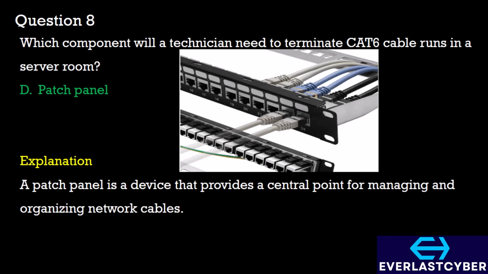The patch panel provides a central point for managing and organizing network cables, and it allows the technicians to terminate the Cat6 cable runs neatly and connect them to the network equipment, like the routers or switches, using the patch cords. This makes network management and troubleshooting much easier and more organized for the technicians.